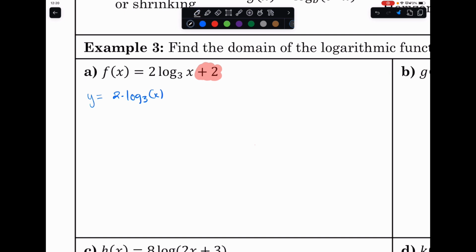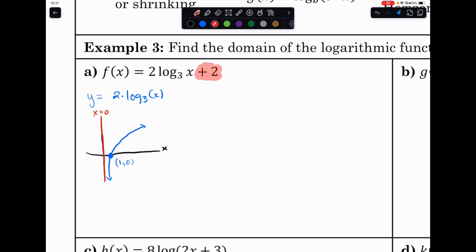So just to get an idea, let me draw an x and y axis right here. And let's do this graph, y equals 2 times log base 3 of x, in blue. So this graph is going to look like this. This blue graph is the equation y equals, again, 2 times log base 3 of x, where our vertical asymptote is at x equals 0, and the x-intercept is at 1, 0.